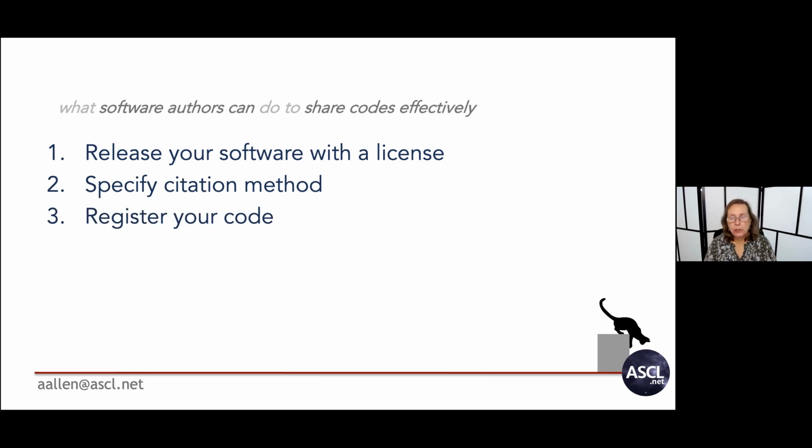Register your code with the ASCL so that it is more discoverable, so that information about your software can flow into ADS and Google Scholar and Web of Science, etc. Archive your code so that in 20 years, when somebody wants to examine the fabulous work you're doing now, they have a way to see what computational methods you used. So archive your code to support the research record.